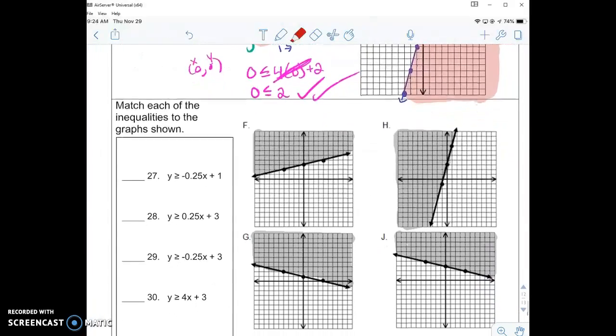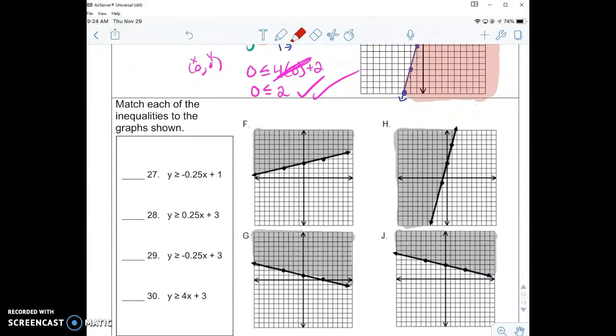Match each of the inequalities to the graphs shown. Okay, notice that all of my graphs have a solid line, so all of my inequality symbols are greater than or equal to. So I'm going to start with the y-intercept. On number 27, I have a y-intercept of 1. So I'm going to look for which graph has a y-intercept of 1.